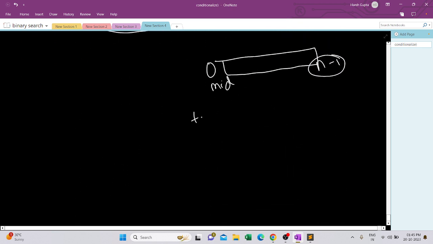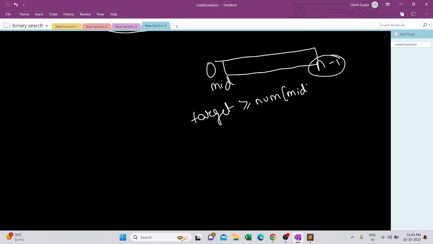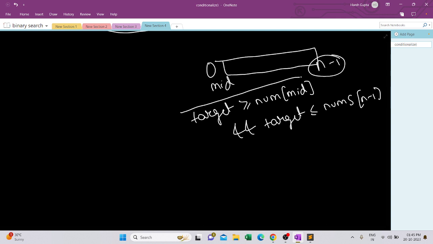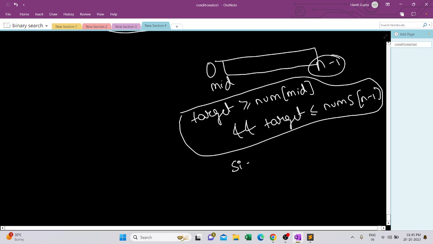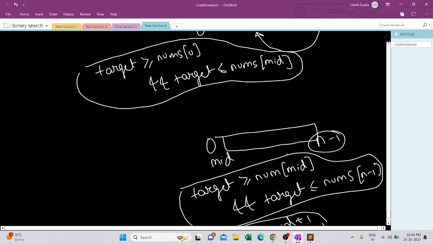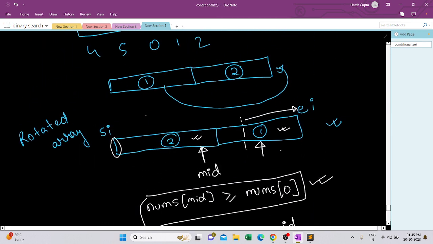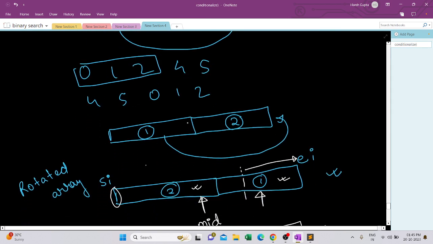So if our target is greater than or equal to nums of mid and our target is less than or equal to nums of n minus 1, we can definitely say that if our target is present in this array, it will be present in this part, right? So in that case, we will shift our starting index to mid plus 1. And if this is not the case, we will shift our ending index to mid minus 1. So yeah, this is the logic we are going to follow. Whenever we are given a rotated sorted array, always try to do it this way.